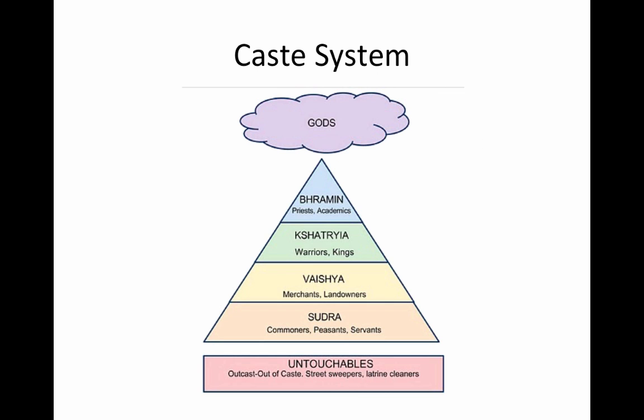So the caste system that was formed looks something like this. At the very top were called the Brahmins, or the priests. Below them were the Kshatriya, or the warriors. Below them were the Vaishyas, or the merchants. And below them were the Sudras, or the commoners. And below them were the untouchables.